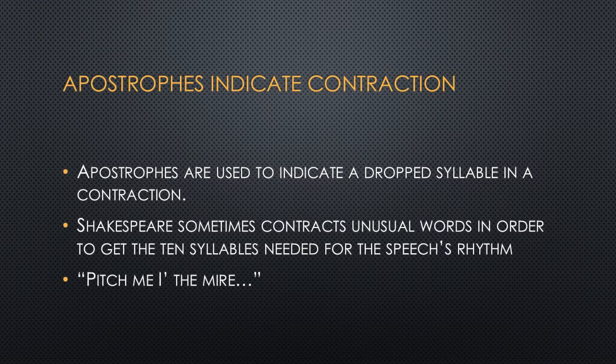We've talked about the fact that apostrophes indicate a contraction. We do that the same exact way today, but Shakespeare will sometimes contract words that we don't usually contract in order to get 10 syllables to make the iambic pentameter, the speech's rhythm, work. So instead of "pitch me in the mire," it becomes "pitch me i' the mire." That apostrophe means there's a missing syllable there. And it's important to figure out what that word actually is so you can pronounce it correctly and understand the meaning of the line.